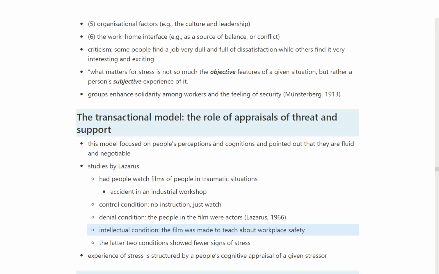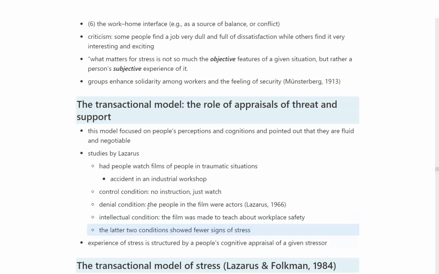So in these two conditions, participants do not empathize with the actor, and thus they do not feel much pain or stress in these conditions. So the experience of stress is structured by people's cognitive appraisal of a given stressor. In the control condition, they thought that the injury is real, and in the denial and intellectual conditions, the injury was not real. So they perceive the same situations differently, and just because they perceive them differently, they experience different levels of stress.